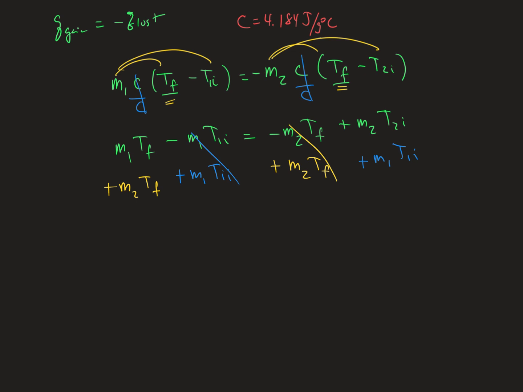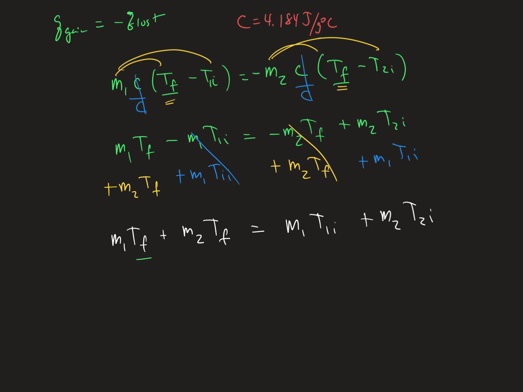Do you follow my steps? Do you understand the rules of algebra that I'm using, though? Yeah, there is a lot. So this is going to be M1 TF plus M2 TF is equal to M1 T1I plus M2 T2I. And I'm doing this before I'm plugging any numbers in. If you like numbers, then do it. But try it both ways and see which way you like, and then do it the way you like.